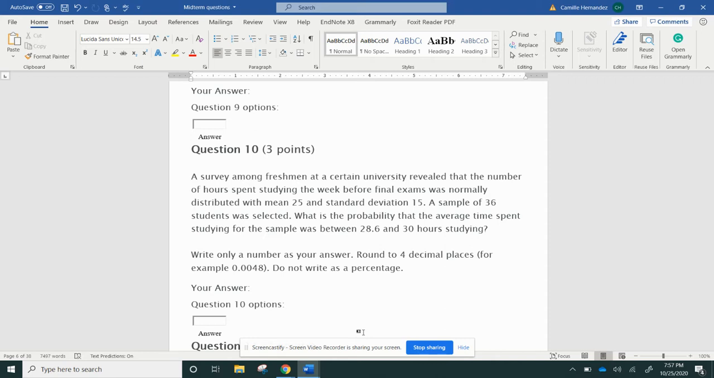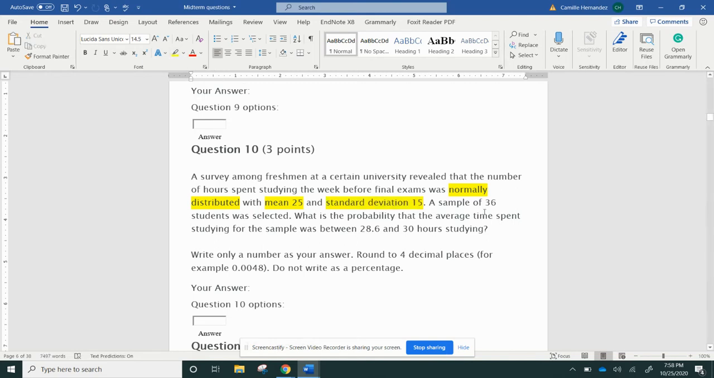So a survey among freshmen at a certain university revealed that the number of hours spent studying the week before final exams was normally distributed. Okay, so here we have the normal distribution again, with a mean of 25 and a standard deviation of 15.